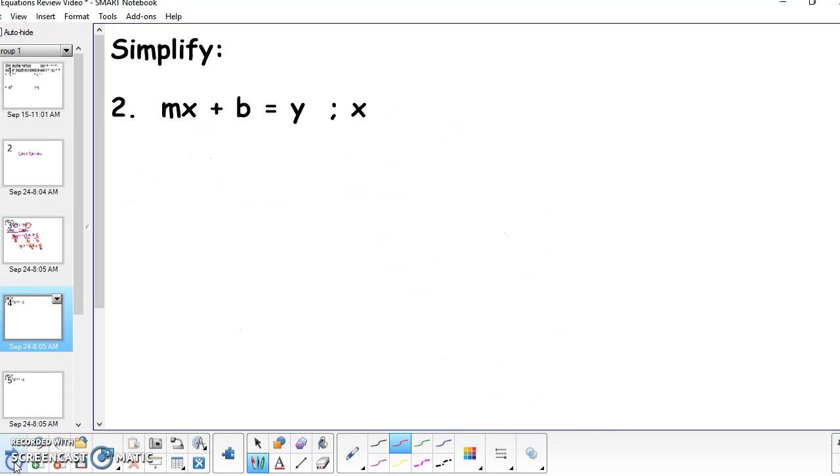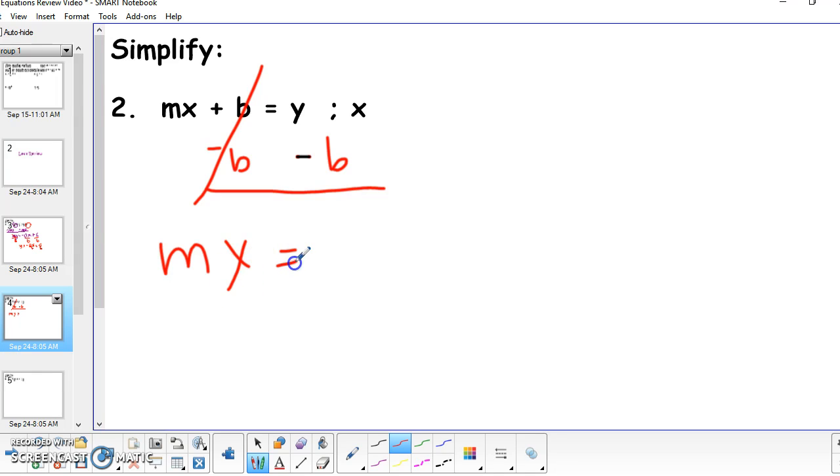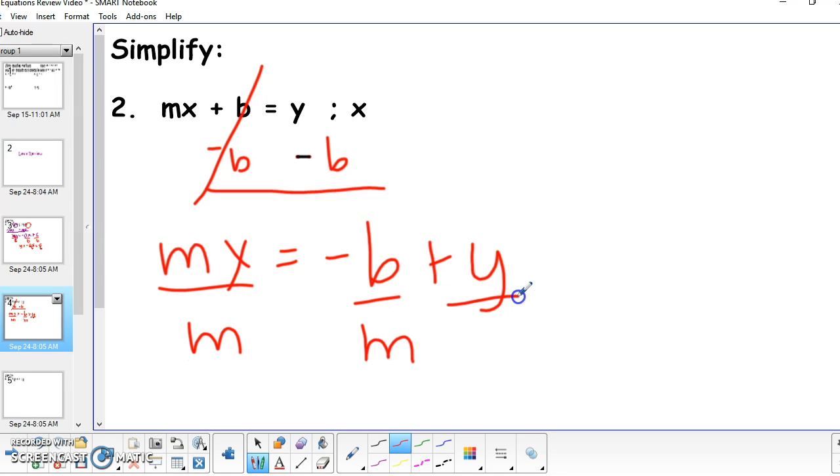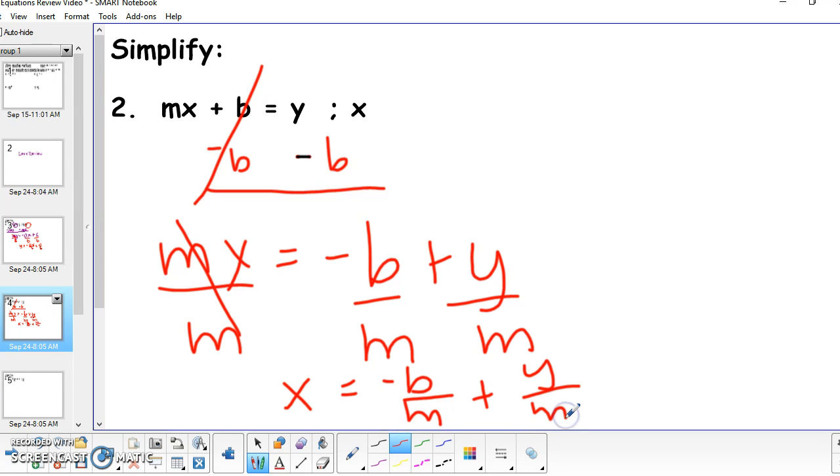Let's look at the next example. Again, pause the video, try to solve it yourself, come back, review, and see if you get what I get. So this equation wants us to solve for x: mx plus b equals y. Well, I know I need to get the mx on the side by itself. So I'm getting rid of b first, cancel it out. I'm left with mx equals negative b plus y. Be careful with your signs. And then I am dividing everything by m. So x equals negative b divided by m plus y divided by m.